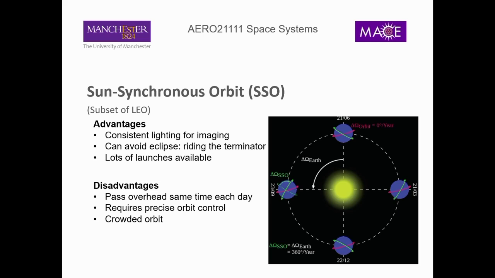Downsides, it passes overhead at the same time each day. So if you want to monitor how something changes at different times of day, you can't. For example, one example I've heard is people wanting to monitor urban areas and look at car parking or traffic. You can't really do that very well using this orbit because you're always seeing it at the same time of day. So you can't see how things change over short time periods. You need precise orbit control to maintain this particular orbit, and it's very busy. So cheaper to get there because there's lots of launches, but it's quite busy. There's a lot of satellites there already.